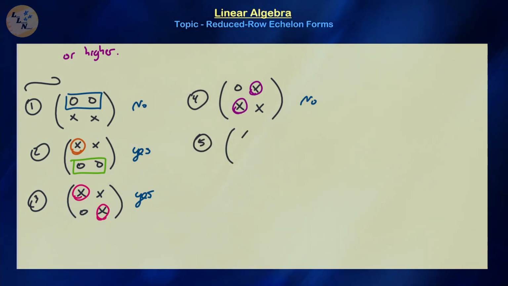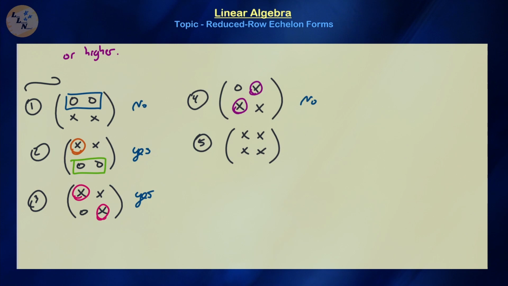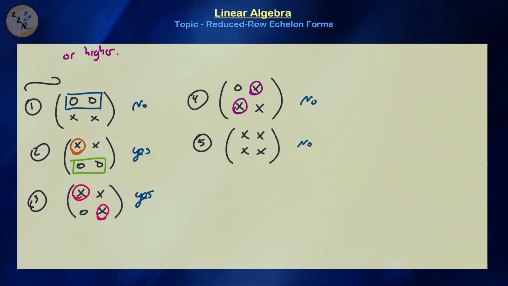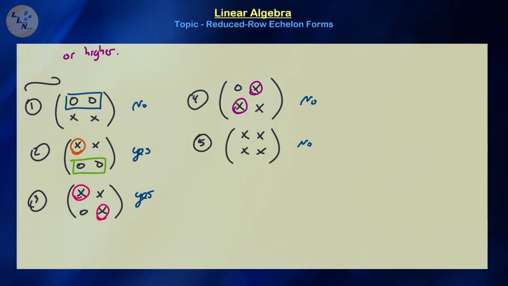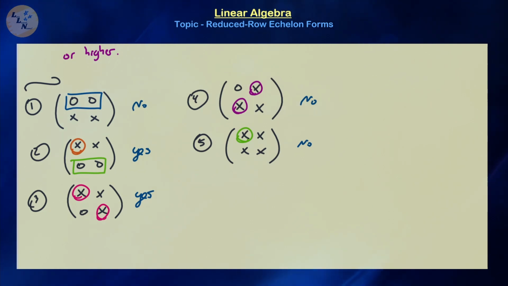Scenario 5. Suppose we have the matrix x, x, x, x. Is this in row echelon form? The answer, no. So again, there are no all zero rows, so that by default checks out. The leading coefficient of row 1 is located there, and the leading coefficient of row 2 should be farther to the right than column 1, but the leading coefficient of row 2 is located directly under the leading coefficient of row 1, therefore that violates the second requirement, therefore that's not in row echelon form.